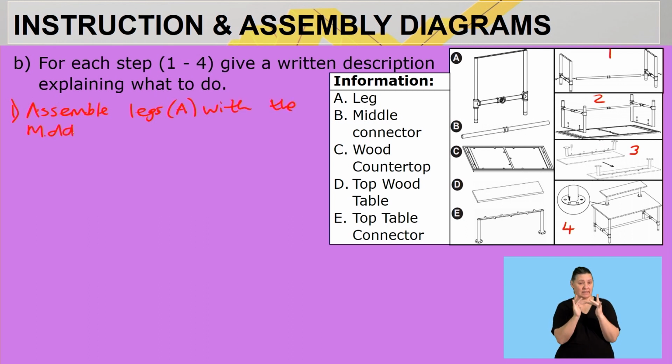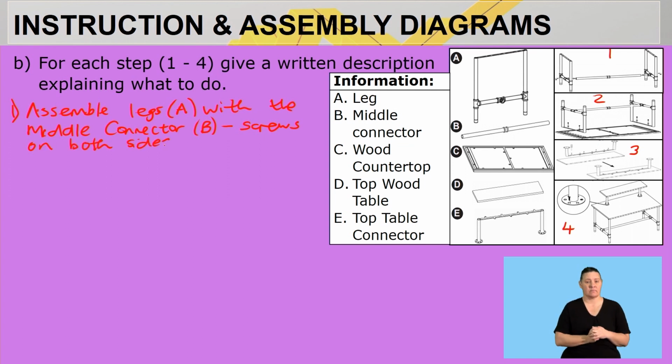And the middle connector is labeled B. Okay, so middle connector. And I've indicated that as B. And then what will happen? If you look now, we will use screws on both sides. I'll just write it like that. Screws on both sides. Guys, are we clear? So we'll screw them from both the sides. If you look here, and if I look on that side as well. So that's what is happening in step number 1. We assemble legs A, as we can see there, with the middle connector, which is B, this part here.